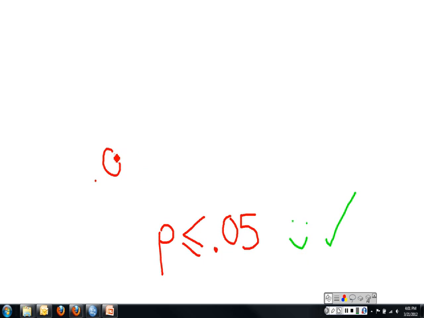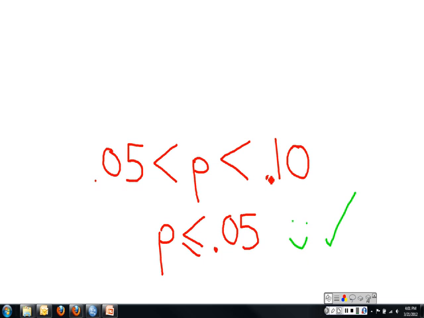However, just to be complete, what happens if you have a value over 0.05? Is it not significant? And again, here's what we typically say. If the p-value is greater than 0.05 but less than 0.10, then we can claim that that statistic is marginally significant. So that qualifier is important. It is marginally significant.